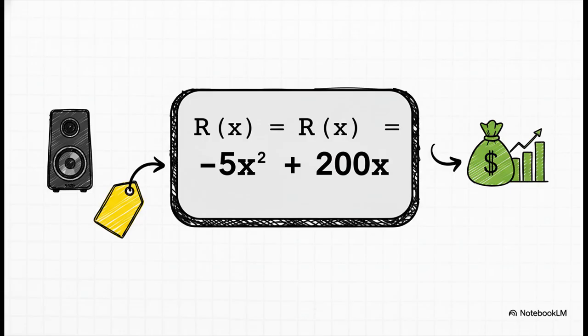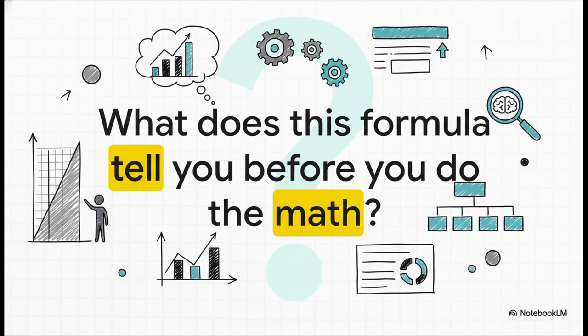Your analytics team has done all the research, surveys, competitor analysis, you name it, and they've created a model for your potential revenue. It's R of x equals negative 5x squared plus 200x. Here, R of x is your total revenue, and x is the price you set for the gadget. Now hold on. Before you even reach for a calculator, I want you to just look at that function.